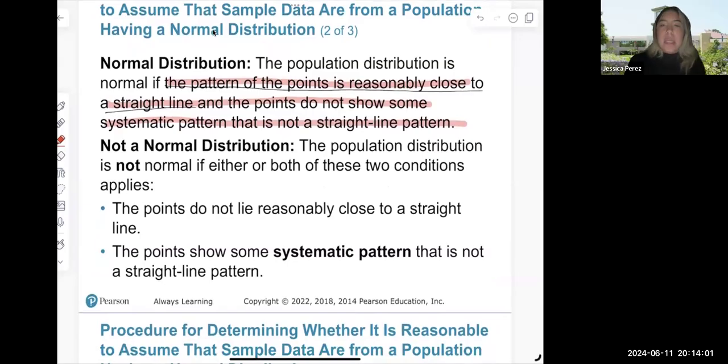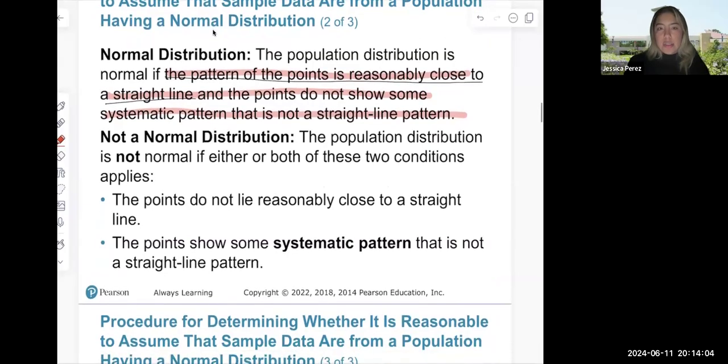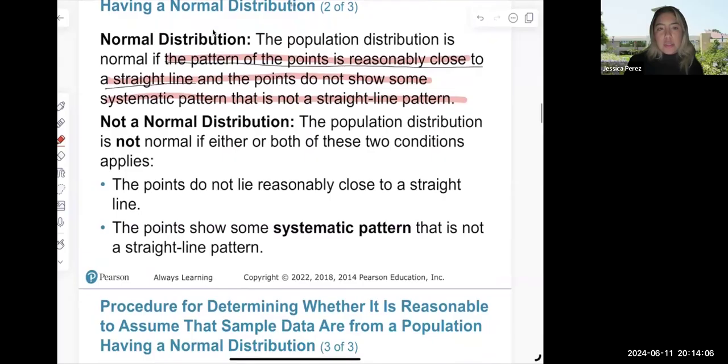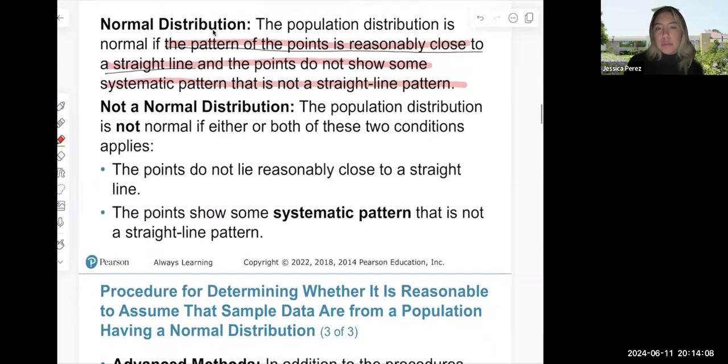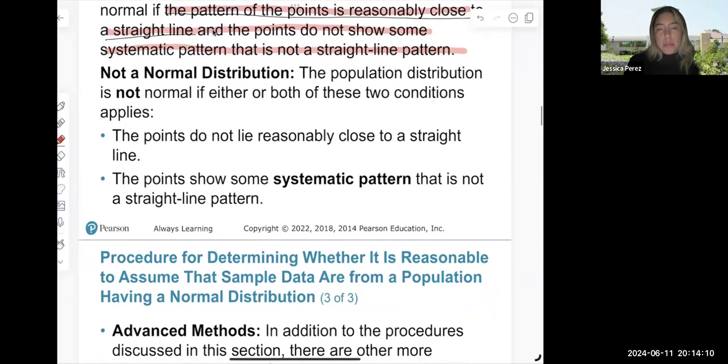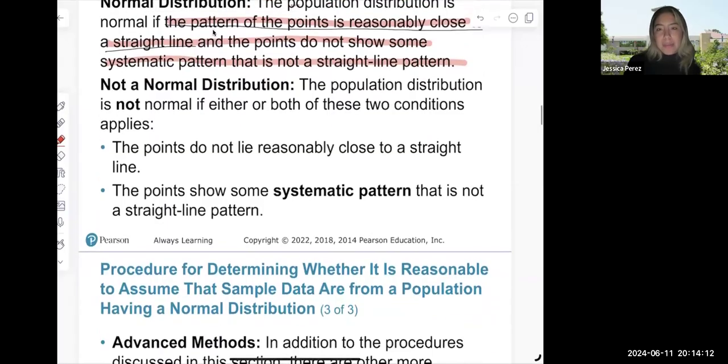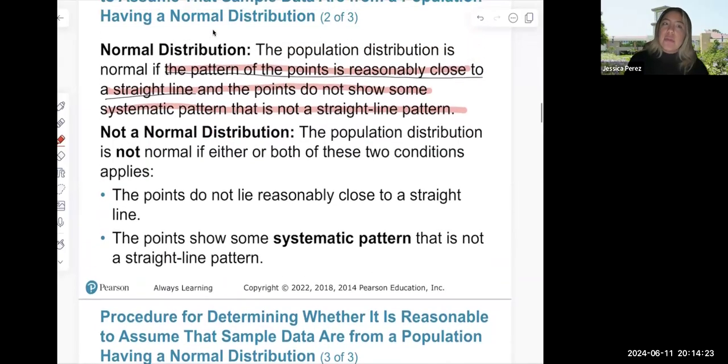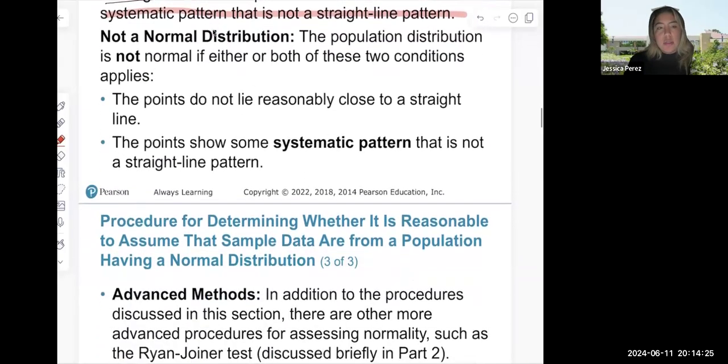Not normal will be a population distribution with one of these conditions: the points do not lie reasonably close to a straight line, or the plot shows some systematic pattern that is not a straight line pattern. Maybe it is parabolic, maybe it looks like a U, maybe it looks exponential, something that does not look like a straight line. It must follow a straight line to have a normal distribution.